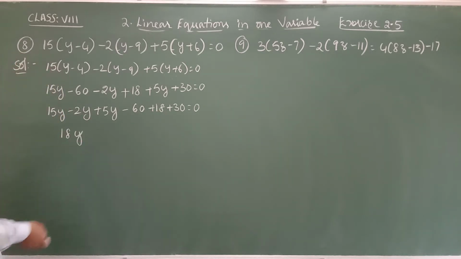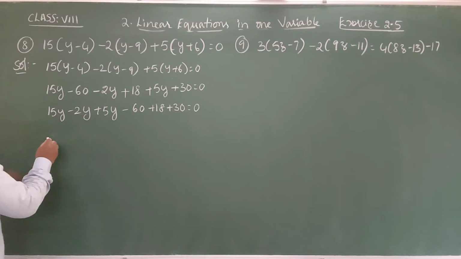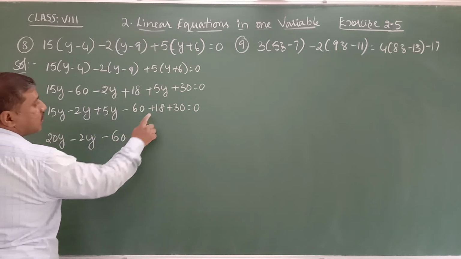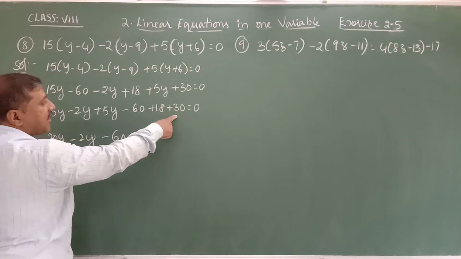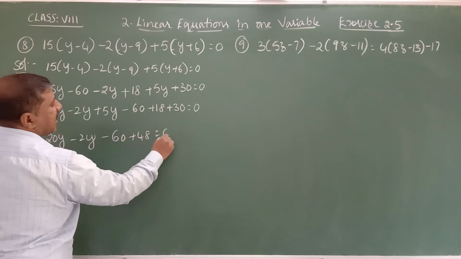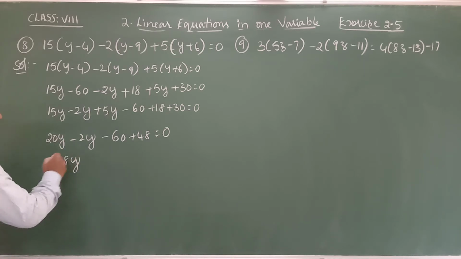Or you can simplify by first adding all the positive terms, then all the negatives. We get one more step extra. 15y plus 5y is 20y, minus 2y. Similarly, minus 60, with two positive integers, add them: 18 plus 30 is 48, plus 48 equals 0. Now 20y minus 2y is 18y, minus 60 plus 48.